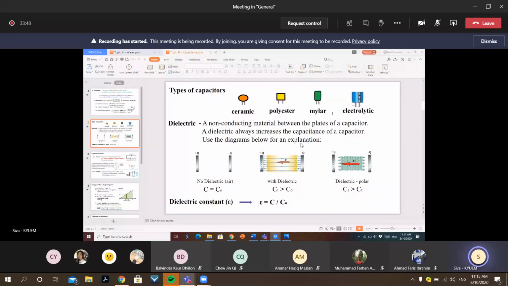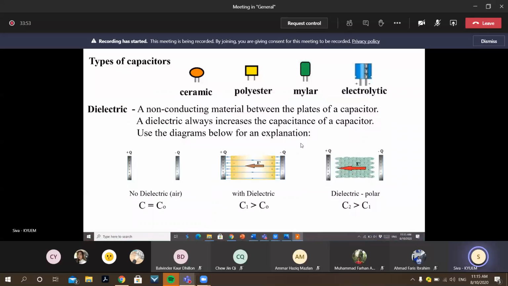Okay, what is the meaning of dielectric material? Di means two. A non-conducting material between the plates of a capacitor. A dielectric material always increases the capacitance of a capacitor. Use the diagram below for an explanation. For example, with no dielectric, that means air, the capacitance, let's say, is equivalent to C naught. If we put a material, then the magnitude of the capacitance increases more than C naught.